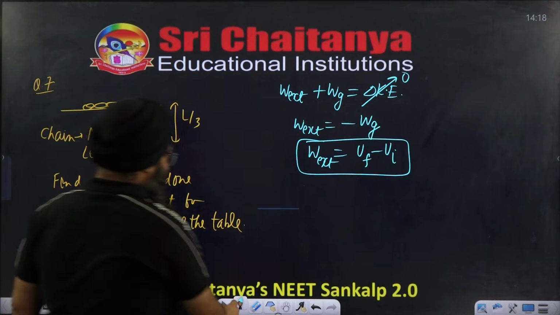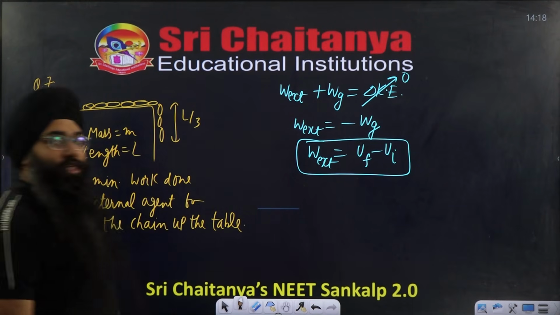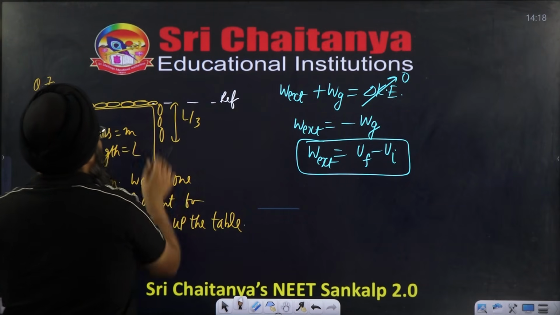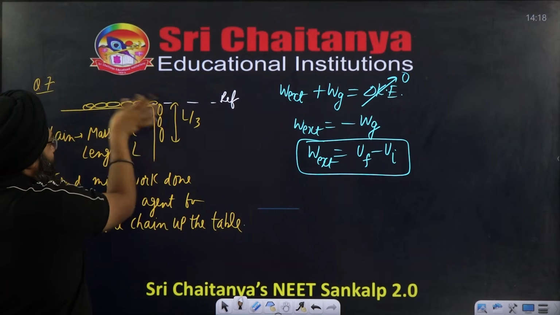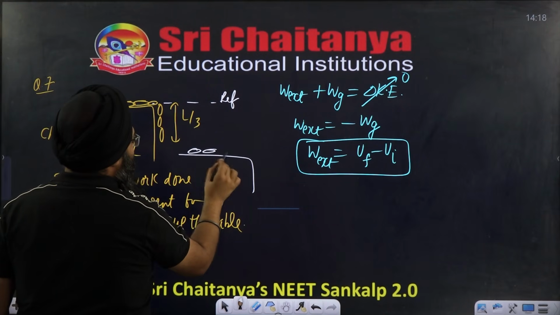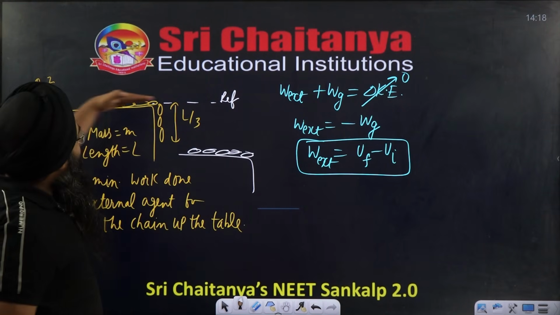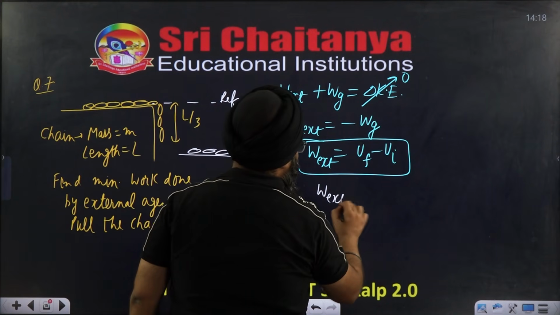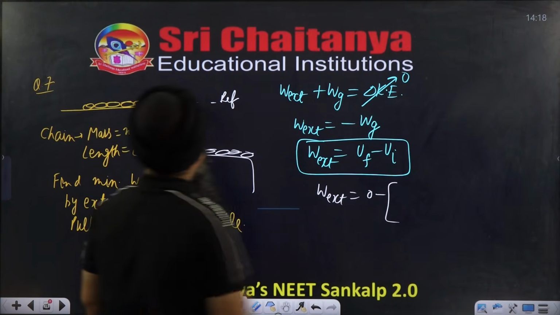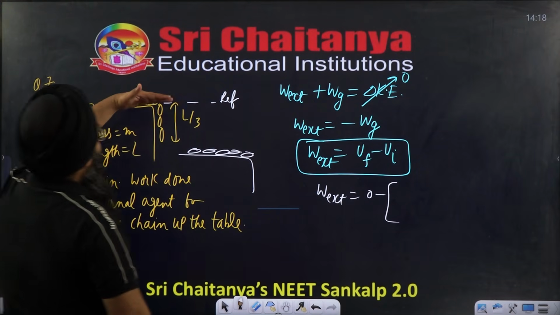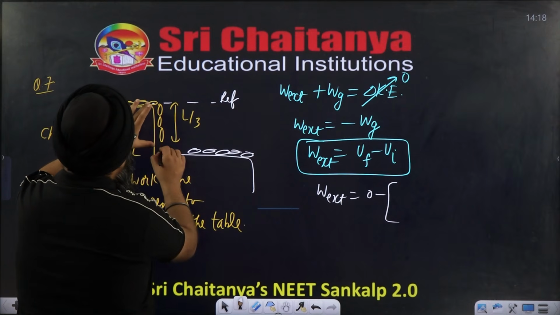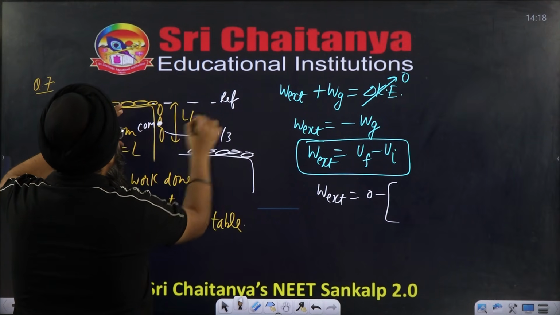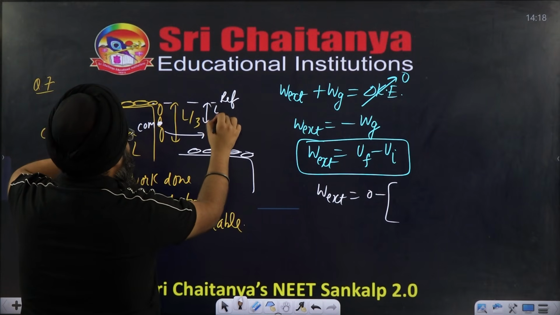Now how to write this U final minus U initial? Always remember, first define the reference. Let us suppose the reference is this. Finally, the entire chain will come up on the table. So if I take this as my reference, the final potential energy will be 0. So work done by external agent is equal to U final, which is 0, minus U initial. What will be the mass of this L by 3 part? The mass will be M by 3, and its center of mass will lie at a distance of half of L by 3, that is L by 6.